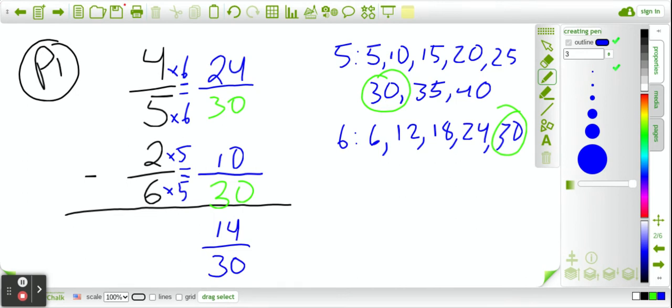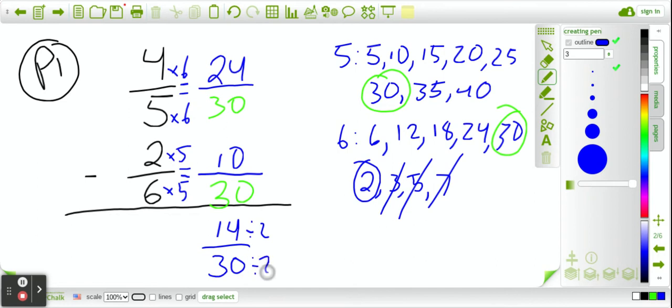Can I simplify any of these? So let's just go through my list: 2, 3, 5, and 7. Let's see, I can do both by 2, yes. Can I do both by 3? No. Can I do both by 5? No. Can I do both by 7? No. So I'm going to divide by 2 and simplify this by 2, and that's 7 15ths.